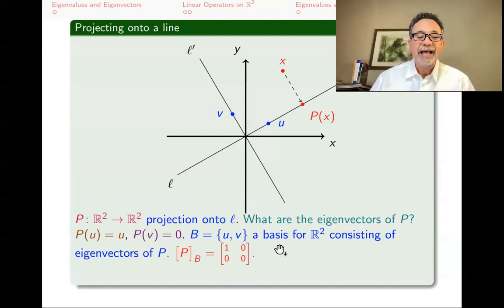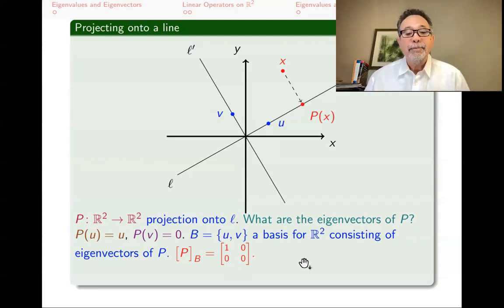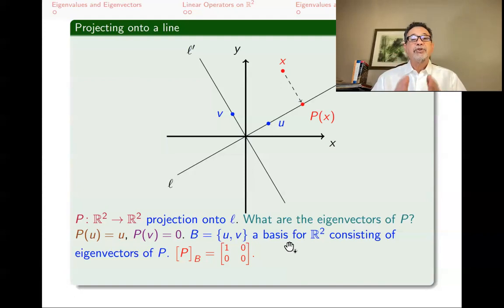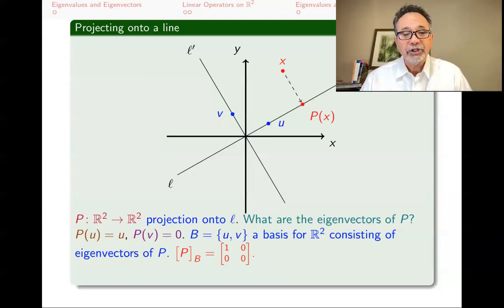Why? Well, because how do we find the matrix of a linear transformation? We start with the basis element u, apply the linear transformation. So here we apply P to u and we get u. Then we write u in terms of B again. We find the coordinates of u with respect to the basis B. So how many u's and how many v's do we need to get a u? Well, we need one u and we don't need any v's. So 1, 0 is the coordinate vector of u with respect to B, and therefore that's the first column of this matrix. Watch the videos on matrices of linear transformations, where we went through this process very carefully.